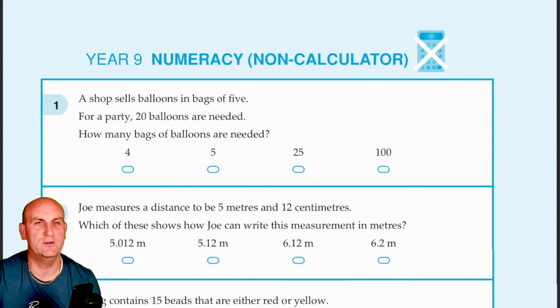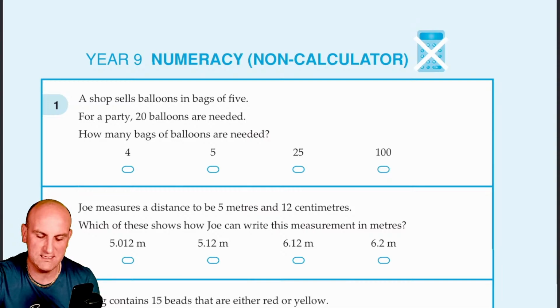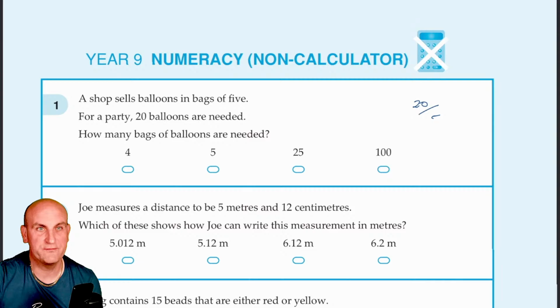A shop sells balloons in bags of 5. For a party, 20 balloons are needed. How many bags of balloons are needed? Nice, easy question. What do I want? 20 balloons. They're sold in bags of 5, so I want 20 divided by 5, which is hopefully going to give me 4. So there we go.